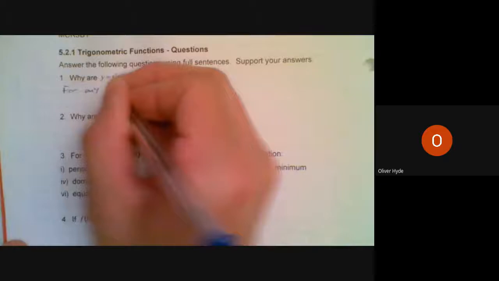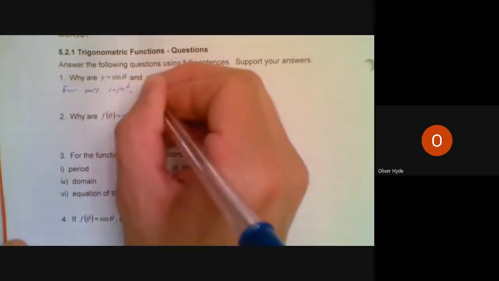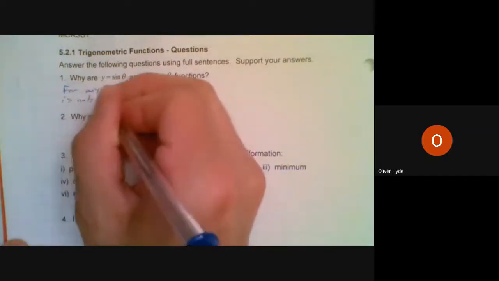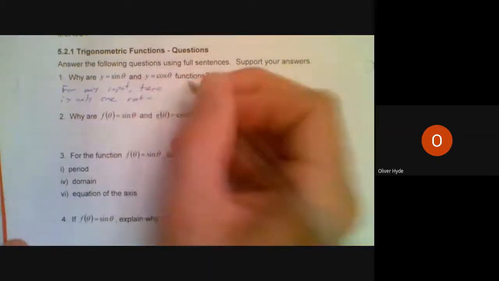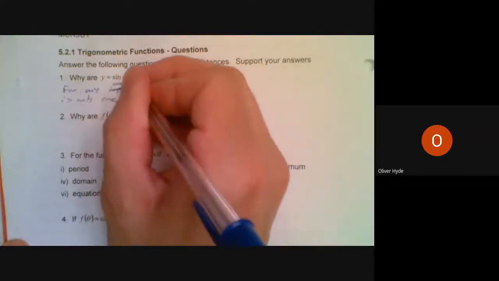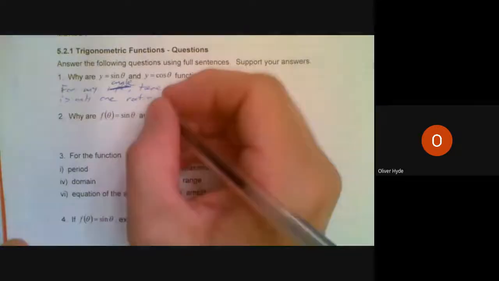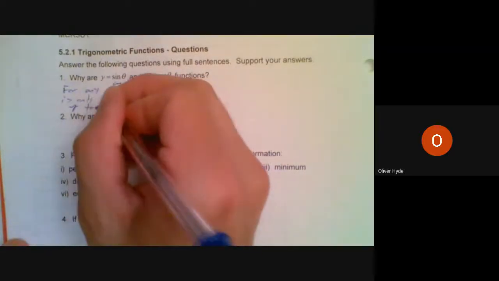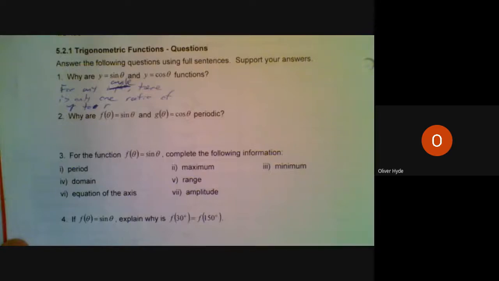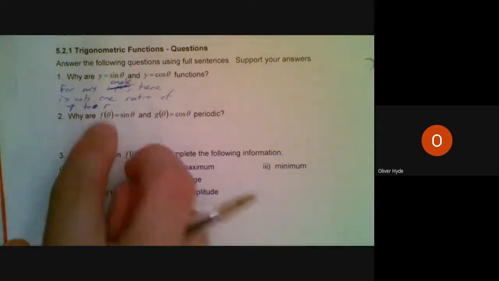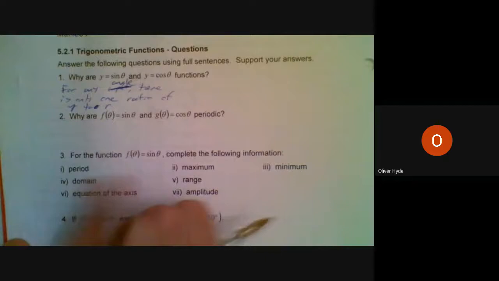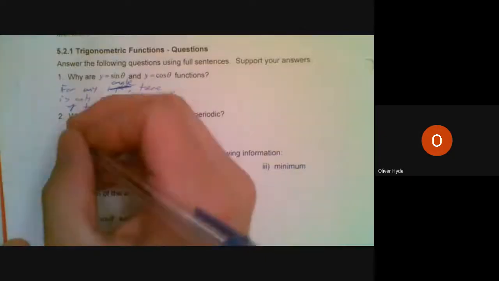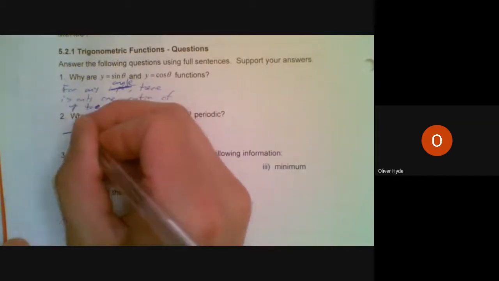For any input, for any angle, I should be specific, the angles are my inputs. There's only one ratio of y to r. And there's a one-word answer that you can use to answer question number 2. Why are these functions that are defined by trig ratios periodic? Coterminal is what you can say.